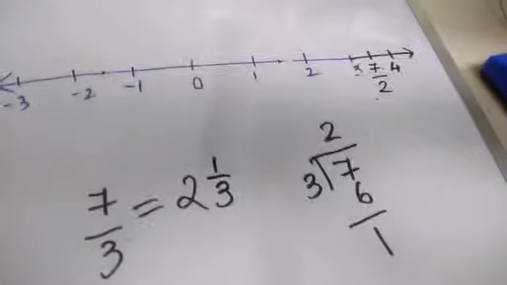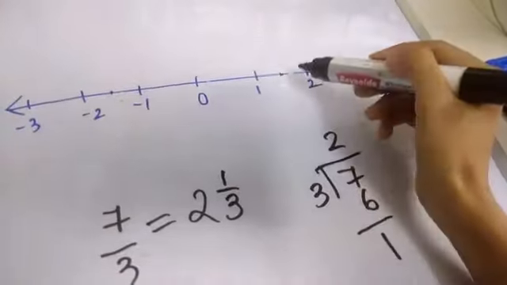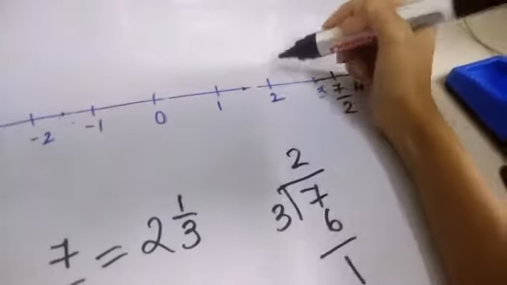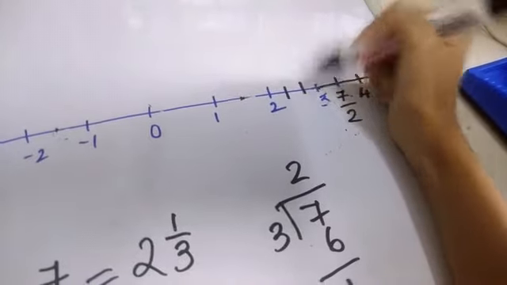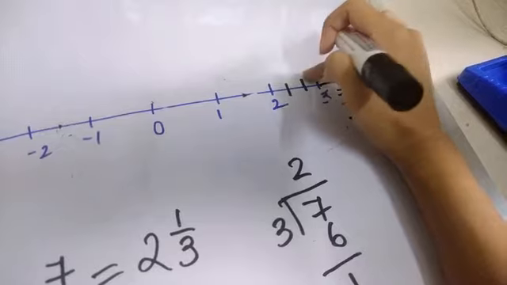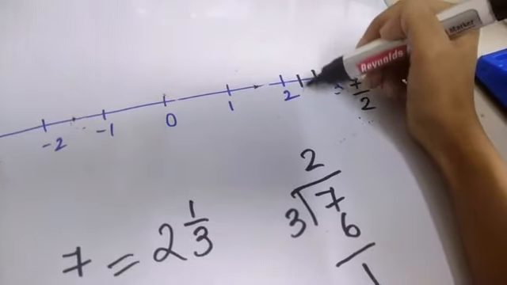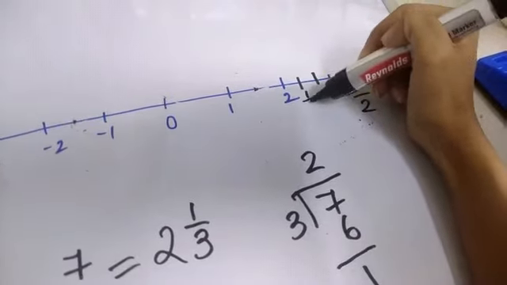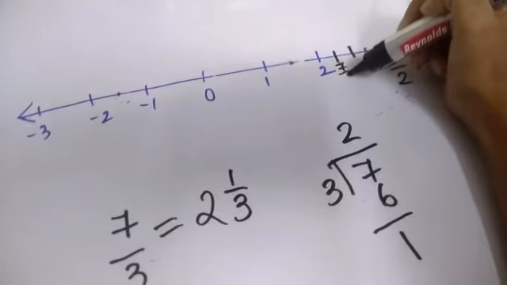Okay, now you have to find this. So what will you do? You'll take 2 first, 1, 2, and then you'll take 1 by 3. So for taking 1 by 3, you will divide this piece into 3 pieces, right? So that's 1 piece, 2 piece, 3 piece, and you will take 1 from that. So this is 1 by 3. So 2 1 by 3 is 7 by 3.